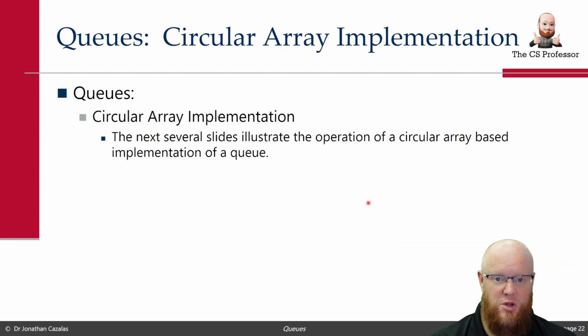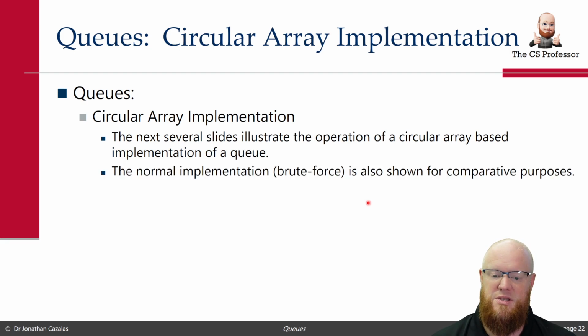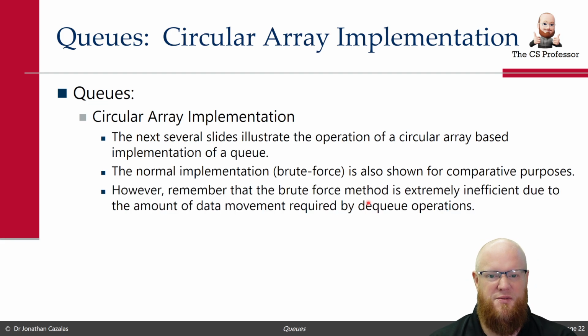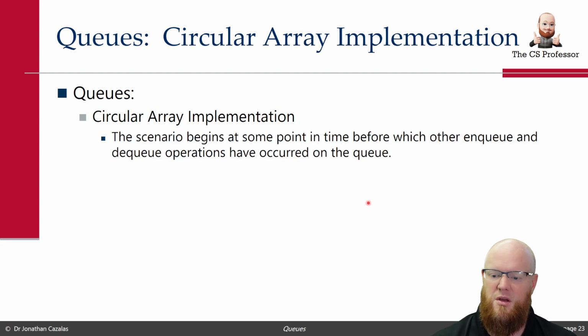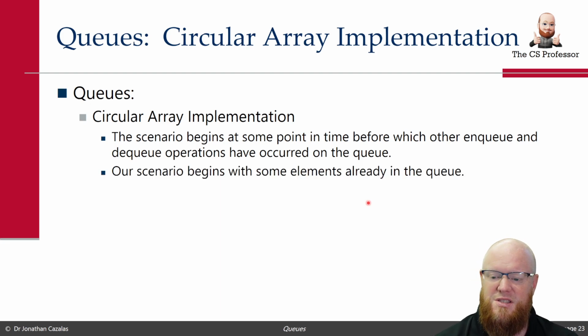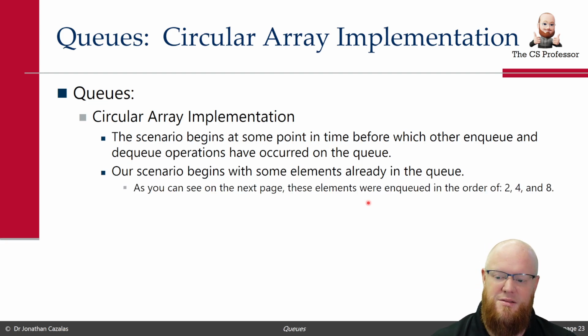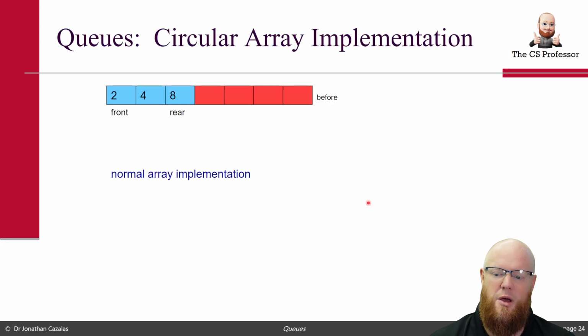The next several slides, we're going to go over that same exact example, and we're going to show the circular array-based implementation of a queue. Next to it, we're also going to show the brute force implementation with the shifting to see them side by side. The brute force is super slow because of all that shifting that occurs. So I say here the scenario begins. At some point in time, we've already done many enqueue operations. We already have values inside the array. And now we're going to begin by enqueuing more elements and then dequeuing elements. So here we go. This is our array: 2, 4, 8.